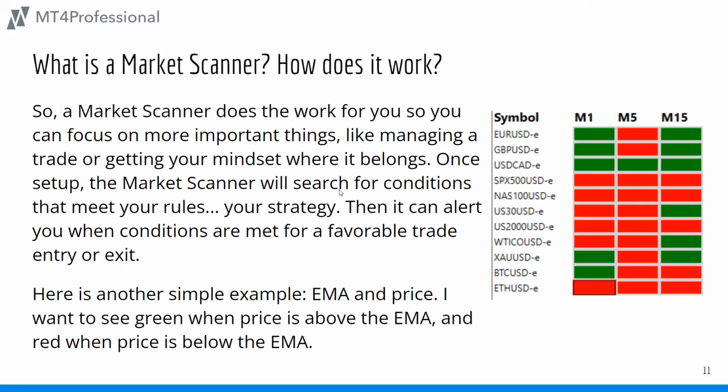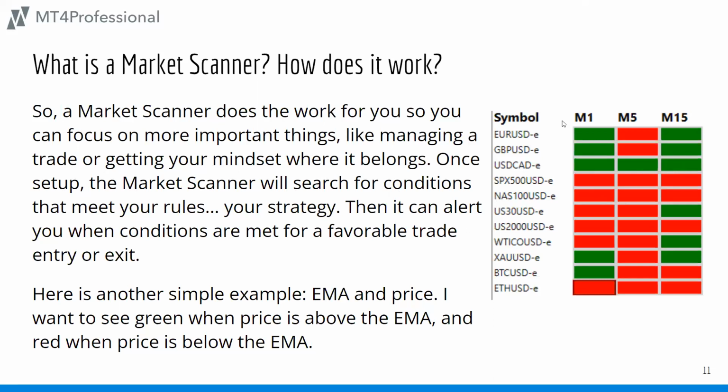Once set up, the market scanner should be able to search for any of these conditions, matching your rules, your own strategy. If it's a moving average crossover, an EMA and price, MACD crossover, whatever it might be. And then once the trade is set up and meets your criteria, then it will alert you to that fact and let you know the time is ripe now for a trade.